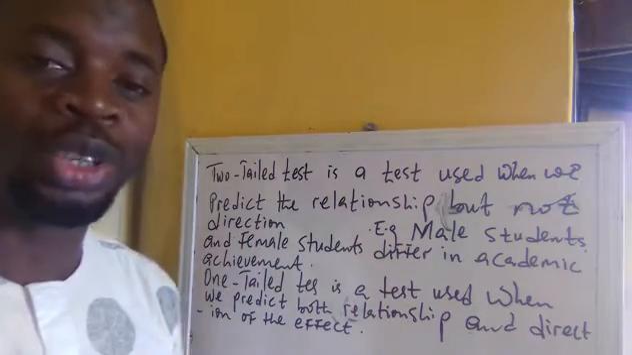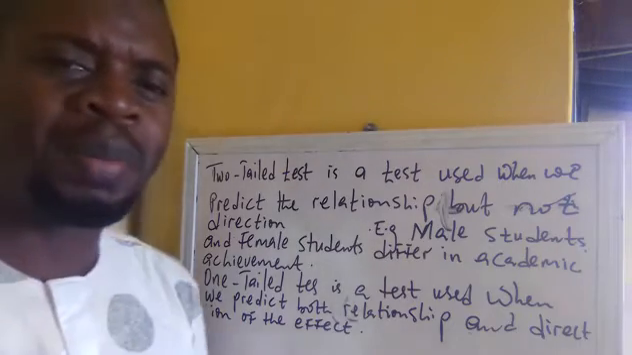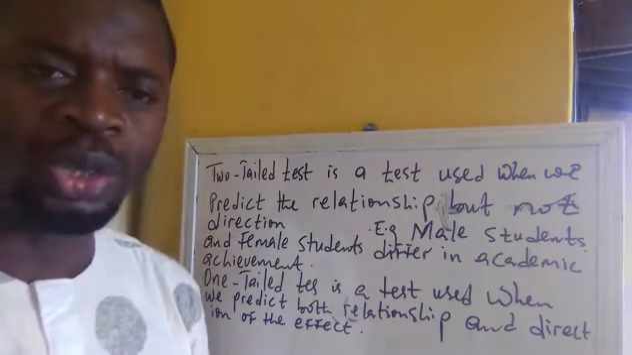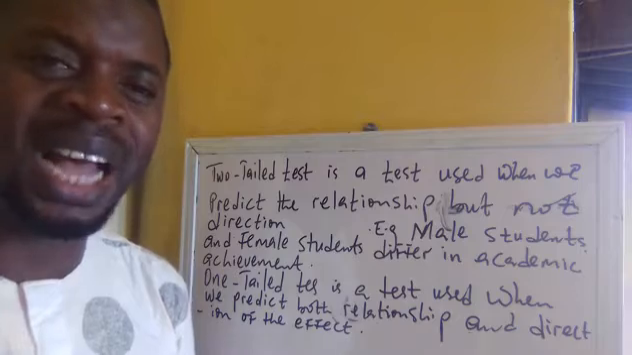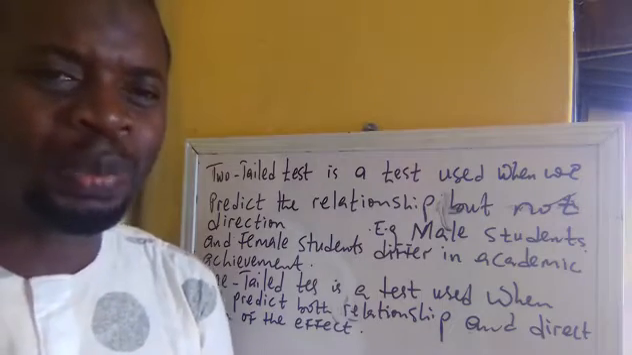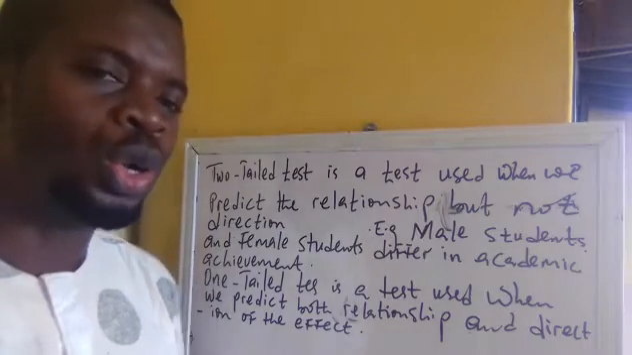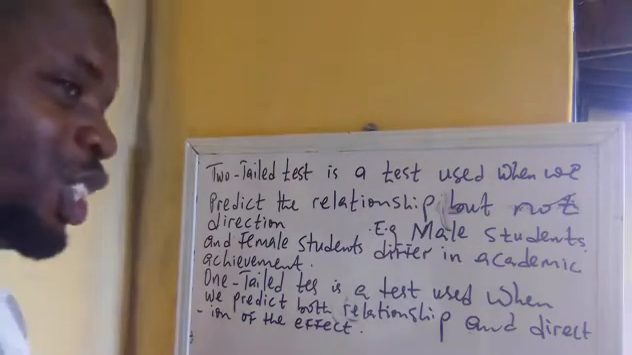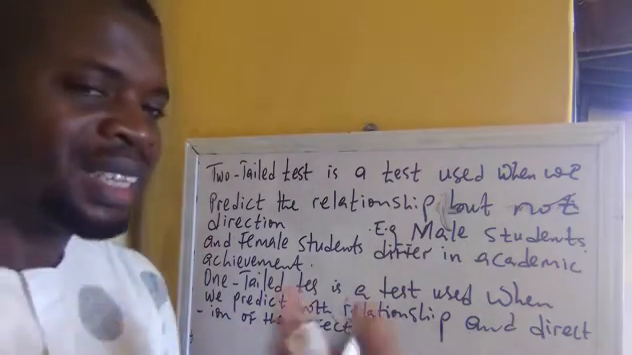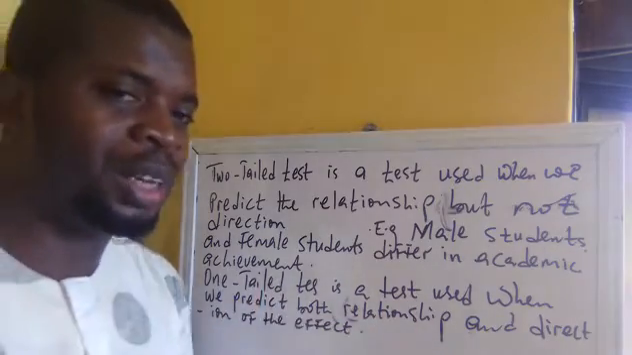That is not the direction of the effect. So what do I mean by relationship? What do I mean by effect? It means that when you talk about a two-tailed test, it has to do with the relationship and the effect. But a one-tailed test has to do with relationship and effect too. But this needs to be understood very well.